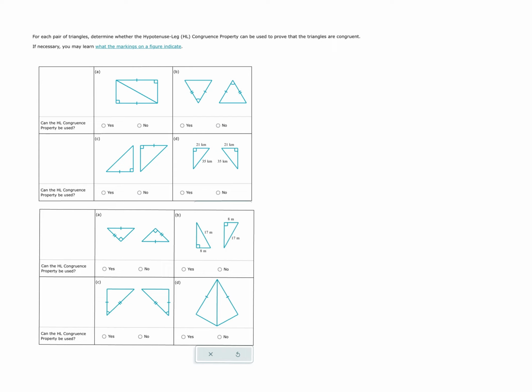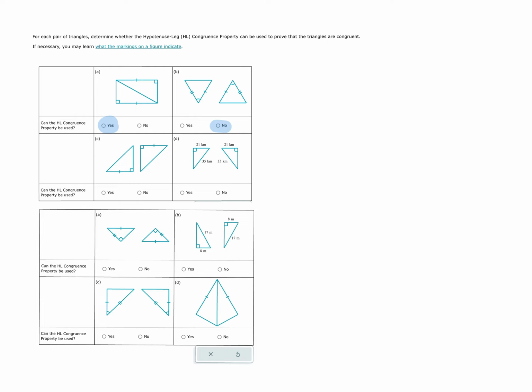So notice here I have right triangles. Their hypotenuses are the same, and there's one leg that is the same. So I'm going to go with yes. Those I can use. Notice in these two, these are not right triangles. This is a side angle side, so I could show that they're congruent, but not using hypotenuse leg. So in this case, I would go with no.